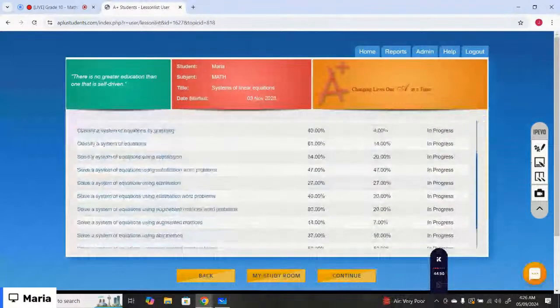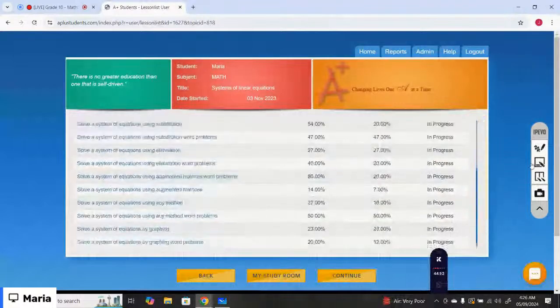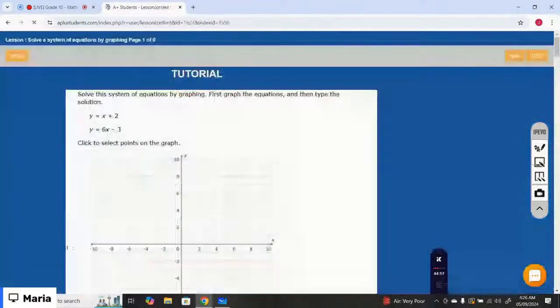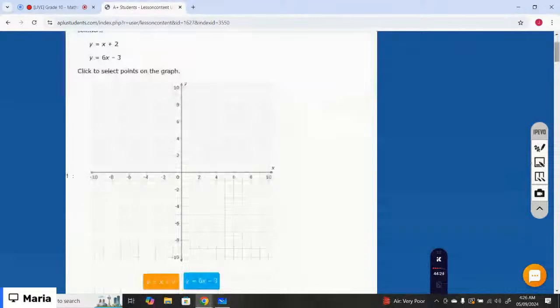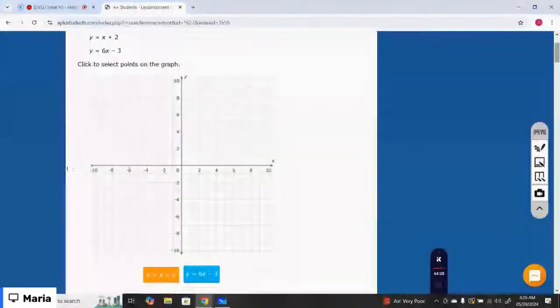Okay, the next one is solve a system of equations by graphing. So now we're going to learn how to solve the equations by using graphing, right? Just look at the first example, that is y equals x plus 2 and y equals 6x minus 3.